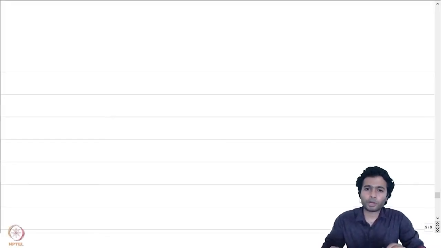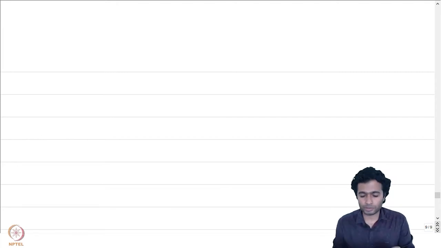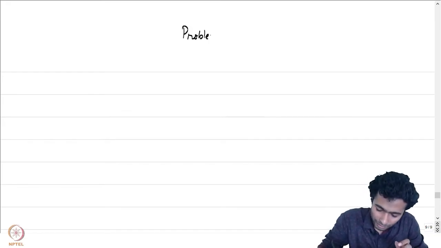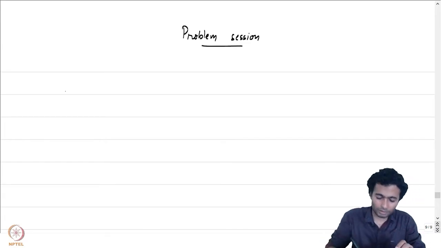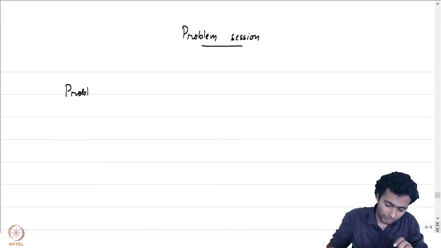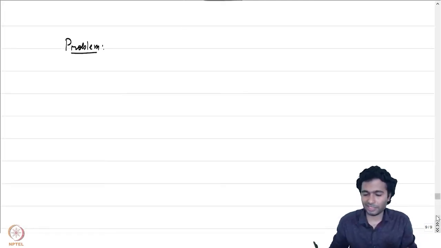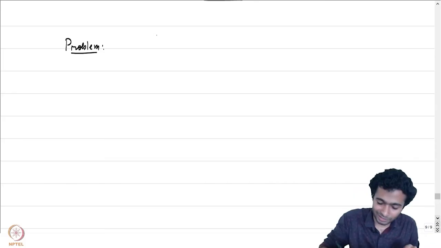Let's now solve a few problems based on the theory of residues and the argument principle that we discussed this week. The first problem is computing an integral. We are going to do some calculus of real variables by using the techniques that we have developed just now.